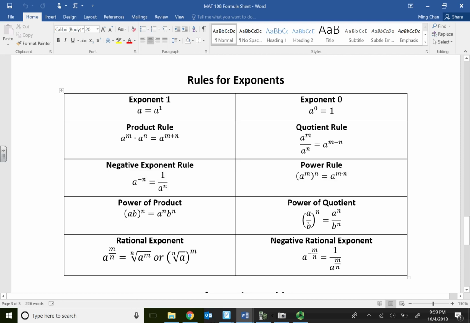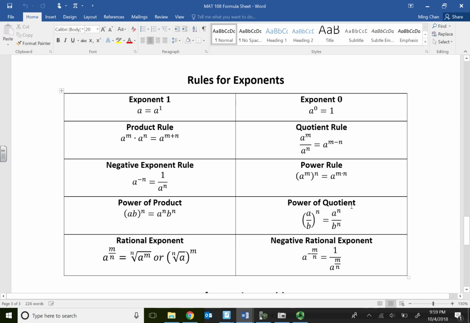Power rule: when you see one term inside the parentheses and there's an outer exponent on the outside, we simply multiply the exponents. And we have power of a product, which is basically the same thing as the power rule. The word product means if I have multiple factors inside the parentheses, again it's only one term, and the outer exponent will multiply all the exponents on the inside.